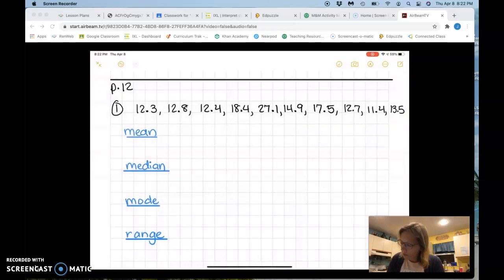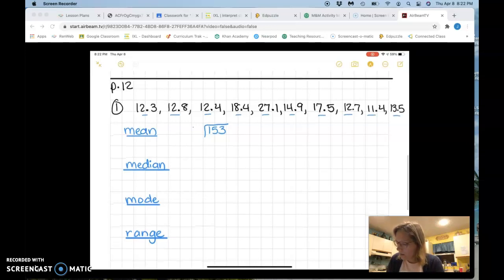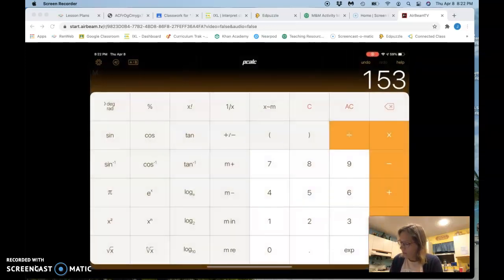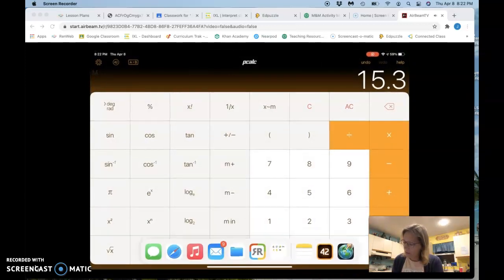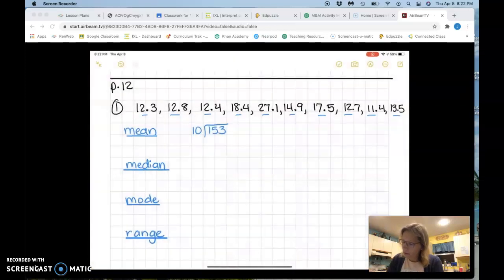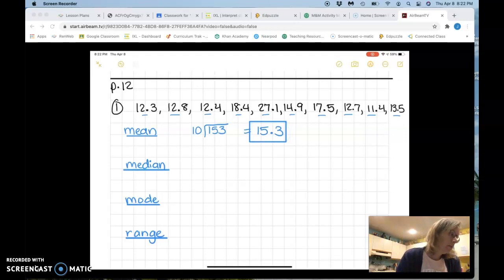So I got 153. But now I have to divide by how many numbers there are. So let's count how many numbers there are. 1, 2, 3, 4, 5, 6, 7, 8, 9, 10. So I'm going to divide by 10. 15.3 are his average miles that he biked each day. Okay, so the mean of this data set is 15.3 miles.